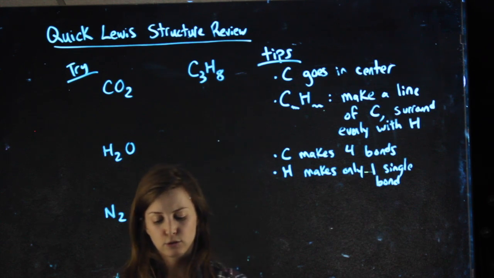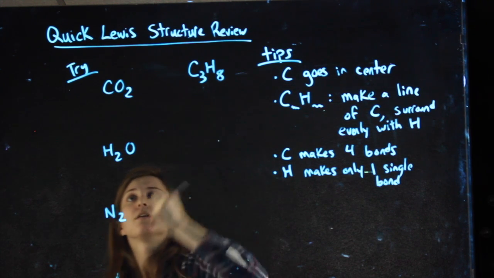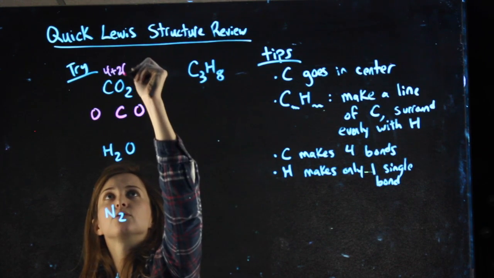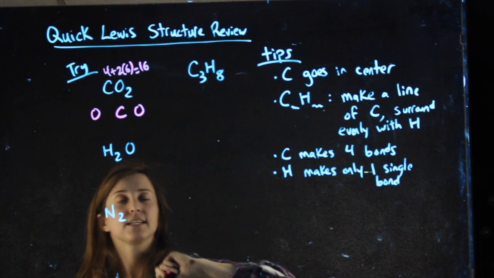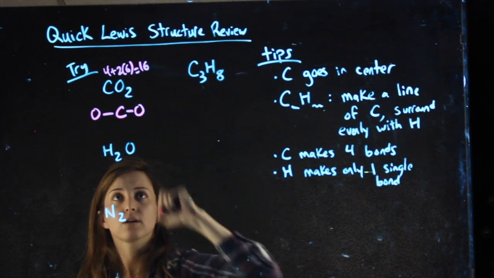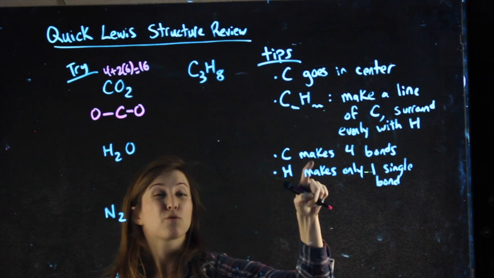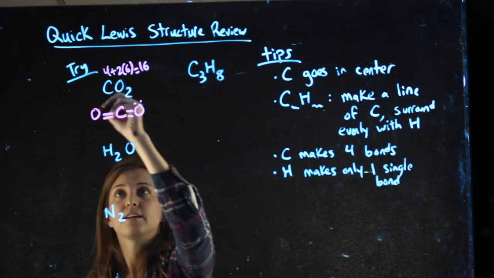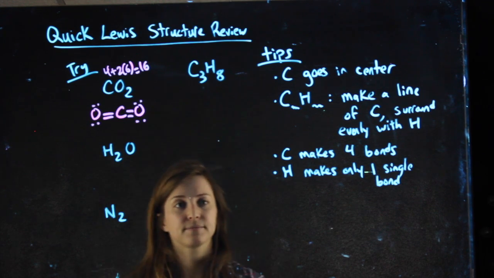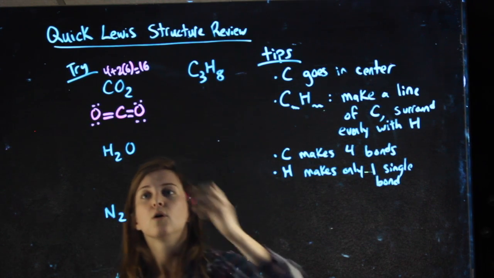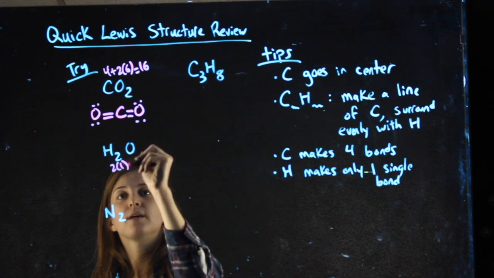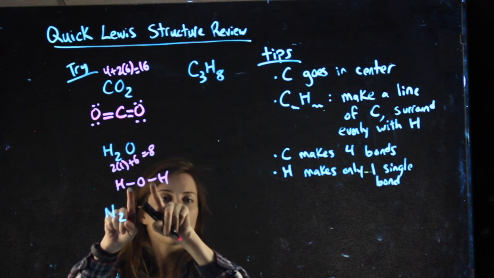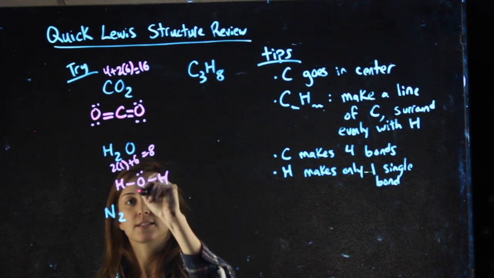Okay, if you tried them, hopefully you did. Carbon, oxygen, oxygen, 4 plus 2 times 6, so that's 16. 2, 4. I know carbon makes 4 bonds. 6, 8, 10, 12, 14, 16. Everyone's happy, you can double check. Water, 2 times 1 plus 6 is 8. 2, 4, hydrogens are already happy. 6, 8.